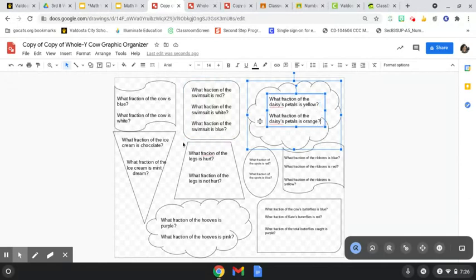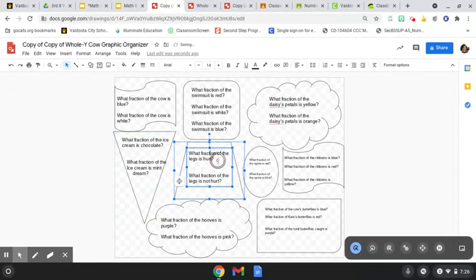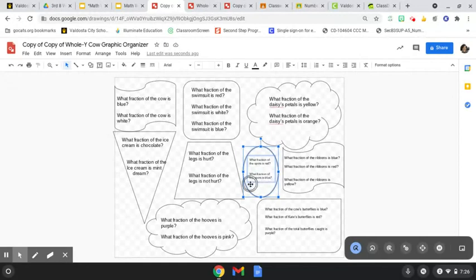Okay. What fraction of the ice cream is chocolate? What fraction of the ice cream is mint dream? What fraction of the legs is hurt? What fraction of the legs is not hurt? What fraction of the spots are red? What fraction of the spots is blue?